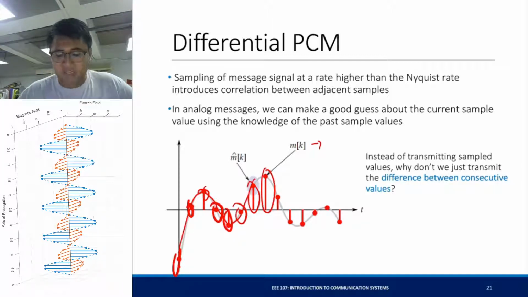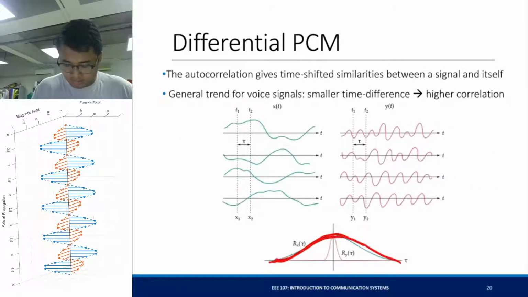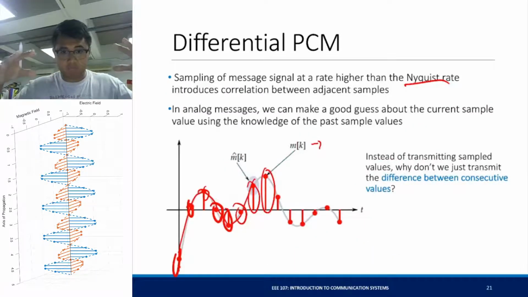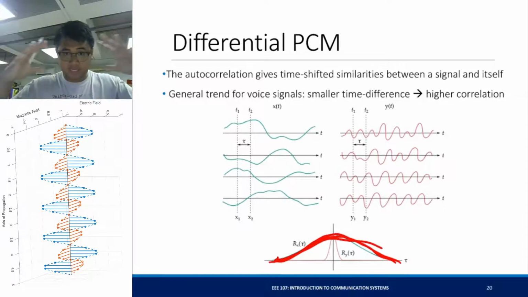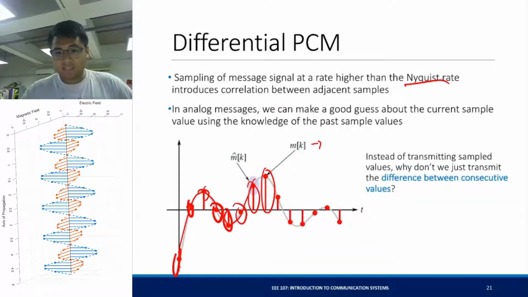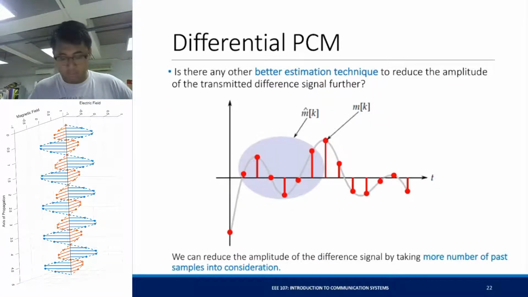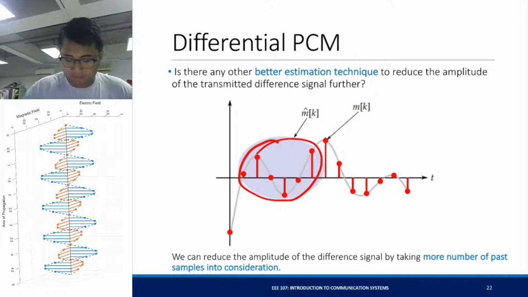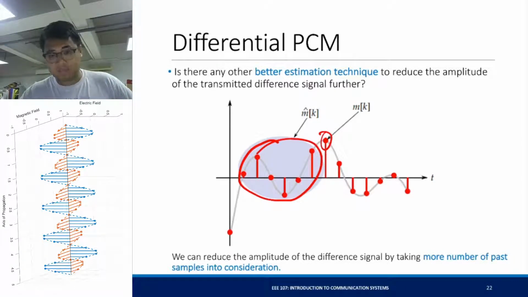So we sample the message at a rate higher than the Nyquist rate. This ensures that the autocorrelation of the signal, this autocorrelation function here, will be very wide. Okay. And with that, we can make a good guess of the current sample using the value of the past samples. So if we use these samples here, we can predict what will be next. Right? So if you have more past knowledge of the signals, we're able to predict what will be the next value of that signal.